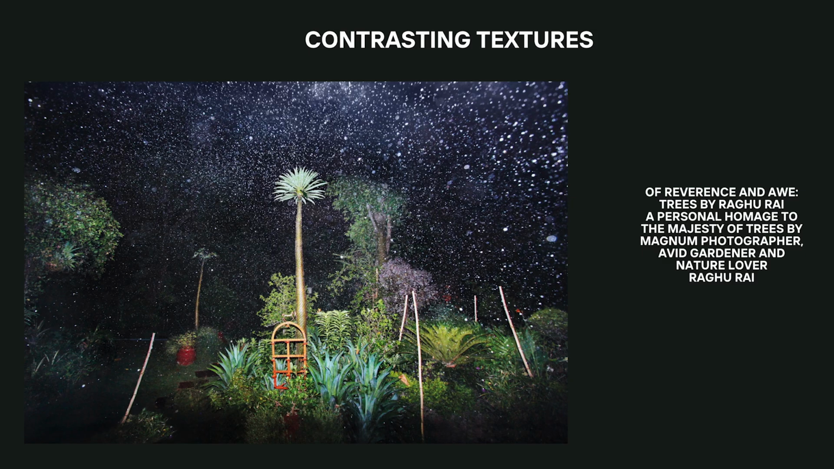Next, from Raghu Rai, contrasting textures from the similar series of Reverence and Awe, a personal homage to the majesty of trees. So, as you can see, this image is very interesting to me because generally it looks like, oh, maybe it's a night sky full of stars, but it also, I feel, is just a fast shutter speed capture of a snapshot of suspended raindrops in the sky at night with flash on, and it just looks amazing. So there is contrasting textures, which is also part of juxtaposition.